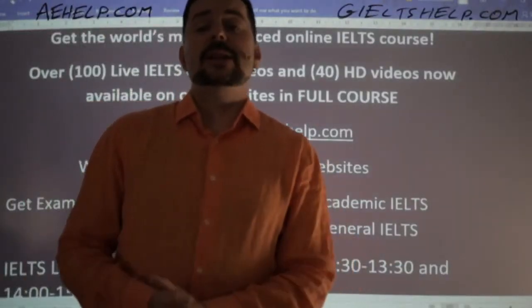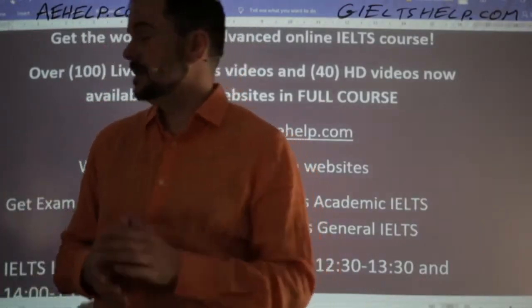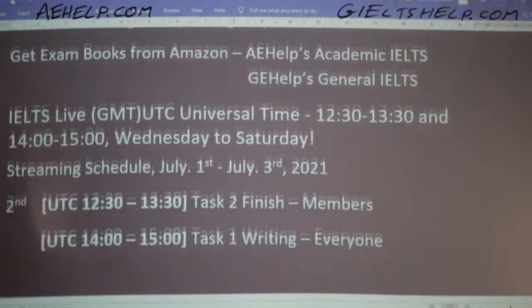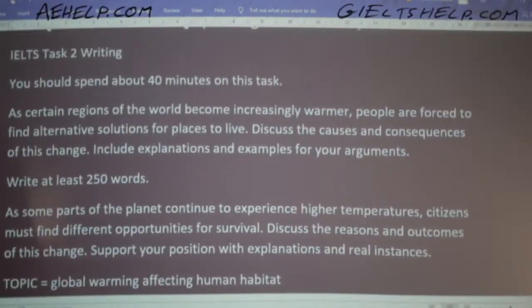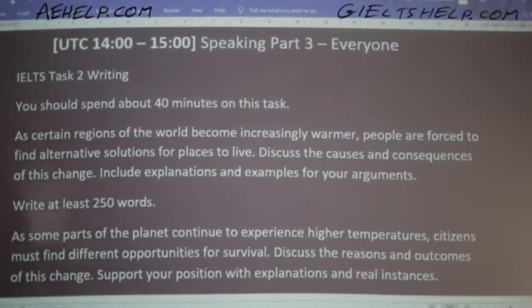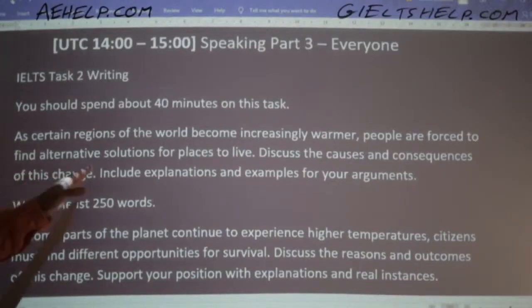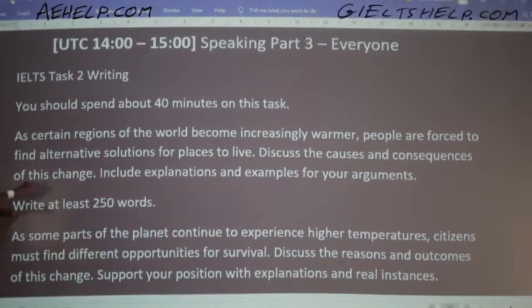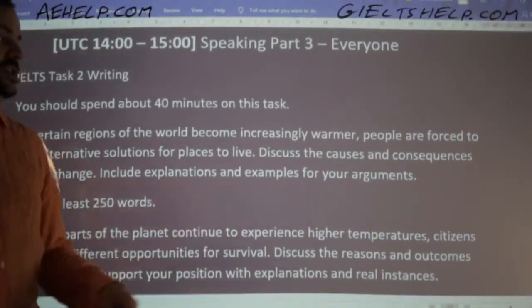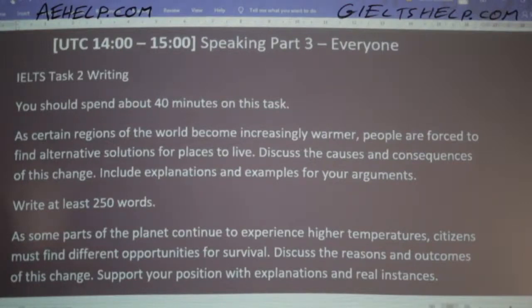So we're going to get right into our task 2. This is a continuation from yesterday's class. Yesterday, we composed an introduction to this question here. So let's just look over the question, the introduction, and then the goal for today is to write the body paragraphs, and of course the conclusion. So IELTS task 2 writing, you should spend about 40 minutes on this task. As certain regions of the world become increasingly warmer, people are forced to find alternative solutions for places to live. Discuss the causes and consequences of this change. Include explanations and examples for your arguments. Write at least 250 words.